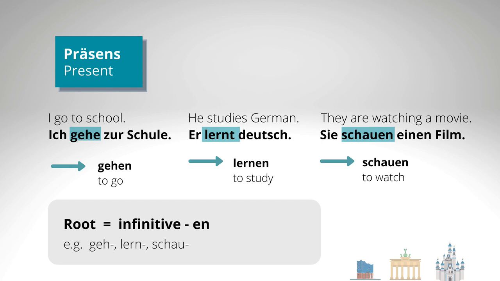Some example sentences are, for example, ich gehe zur Schule, er lernt Deutsch, and sie schauen einen Film. In order to form the Präsens, we first need to get the root of the verb. We do this by taking the infinitive, which in German is characterized by the ending en, and all we need to do is leave out the ending en. So for example, the root of the verb gehen, to go, is geh. And the root of the verb lernen, to study, is lern. And also the root of the verb schauen is schau.